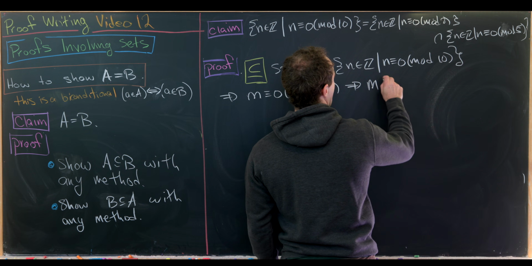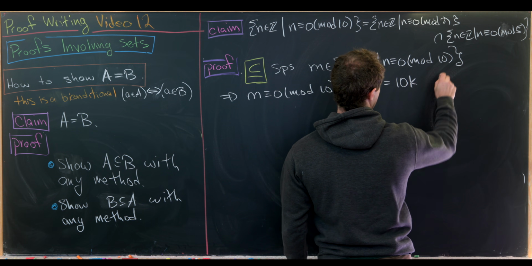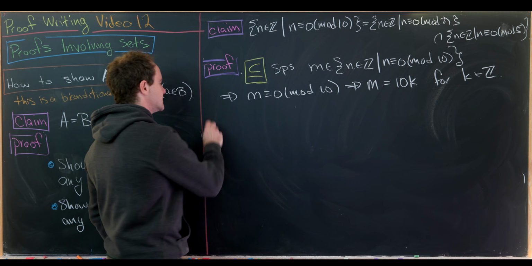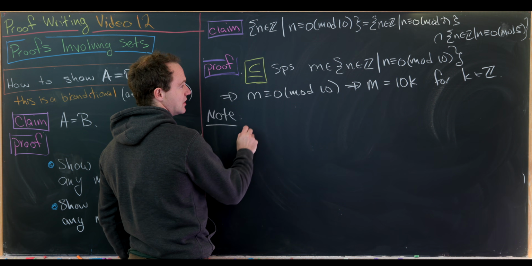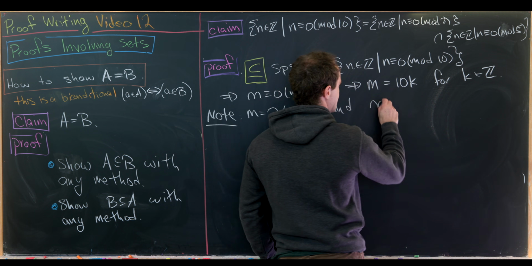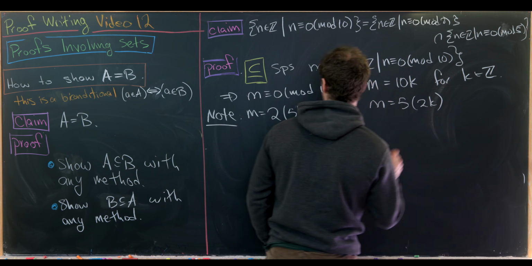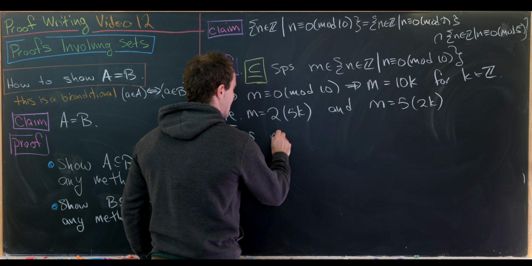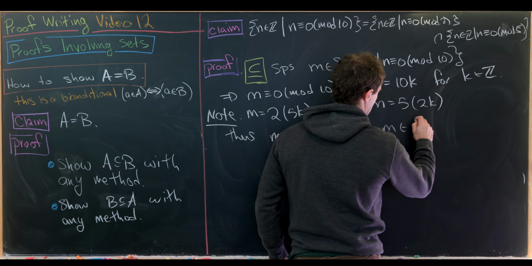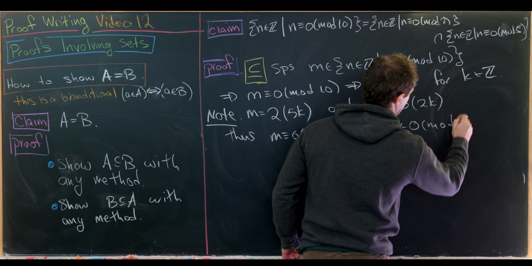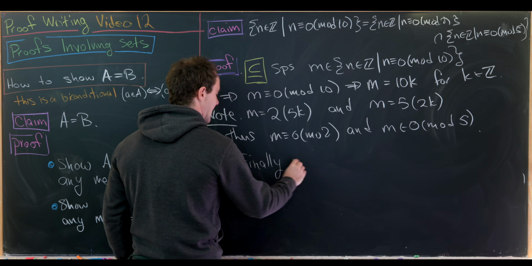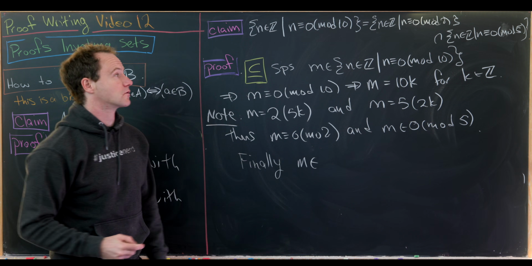So we can write M as 10 times k for some k in the integers. But now we just factor 10. So let's maybe put it as an observation or a note. We have M is equal to 2 times 5k, and M is equal to 5 times 2k. But that tells us that M is congruent to 0 mod 2, and M is congruent to 0 mod 5, respectively. Finally, that tells us that M is an element of that intersection on the right-hand side.